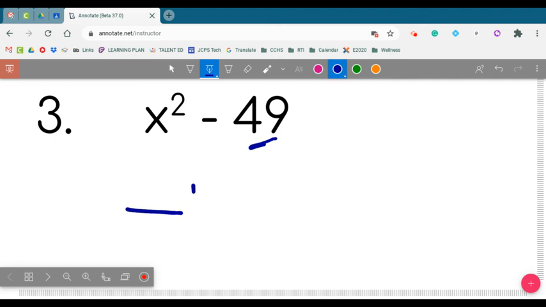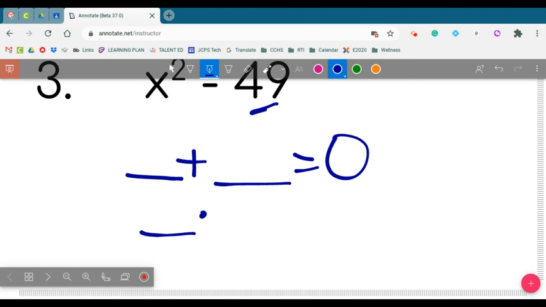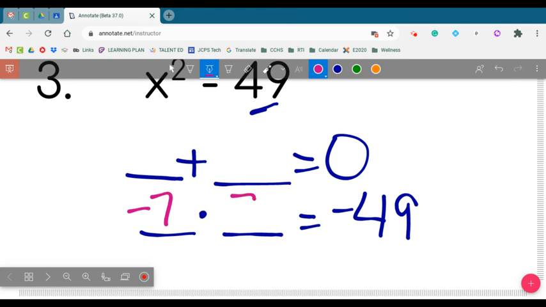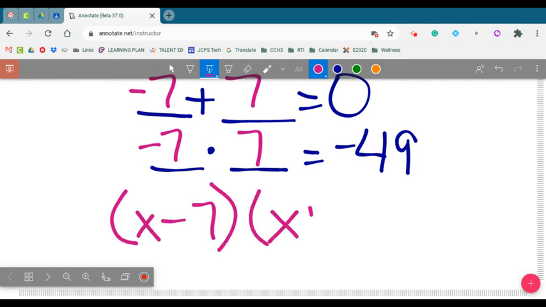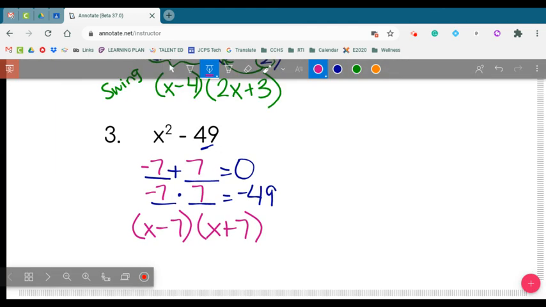So whenever we're factoring, first of all, there's not a GCF I can pull out either. What plus what equals 0, since we don't have a b value? And what times what equals negative 49? So you're going to get negative 7 and positive 7, because negative 7 and a positive 7 will give you 0. So your two factors are going to be x minus 7 and x plus 7. Now, another way to look at this is 49. The square root of 49 is 7, so you know you're going to have a minus 7 and a plus 7.